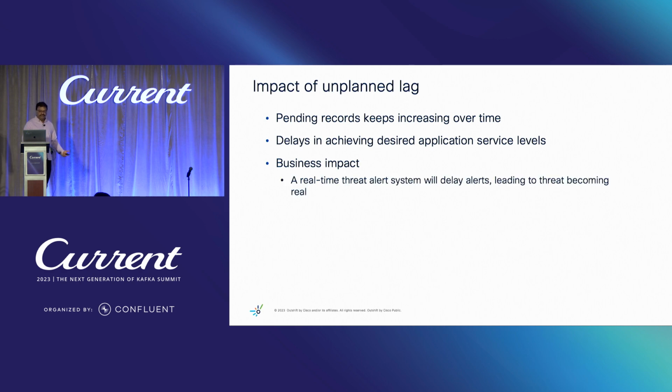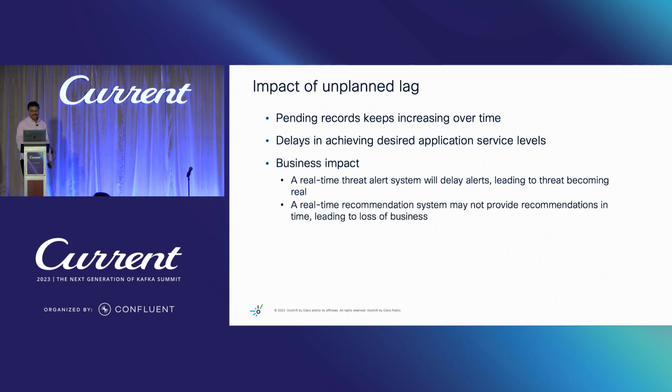For example, if you have a real-time threat alerting system that is using Kafka to publish and consume all the messages and logs, and there is a delay in processing, it's going to lead to a delay in actual threat alerting and the threat actually becoming real. A real-time recommendation system may not provide recommendations in time, again leading to loss of business.